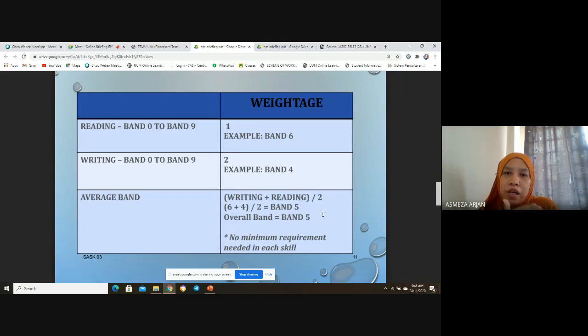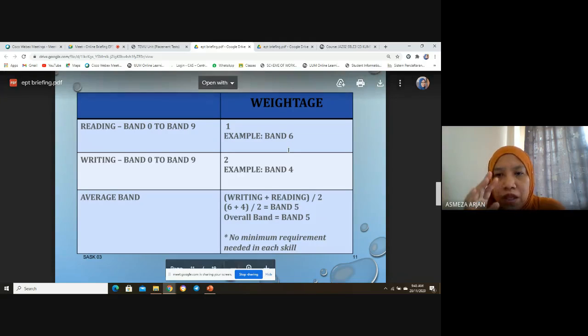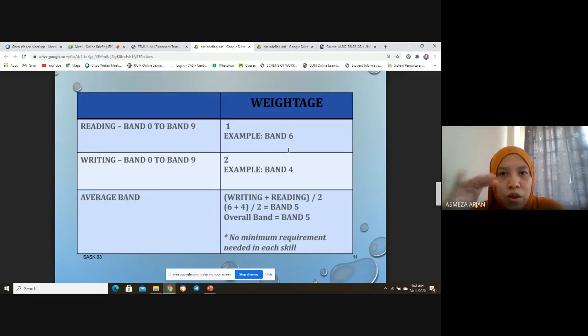So if you get band 0, you'll be put into level 1. I don't think you will get band 0. Inshallah, none of you will get that. If you get band 4, you will be put into level 5. And if you get band 5, you'll be put into level 6. And when we want to put you into your level, we are not only looking at the overall band.